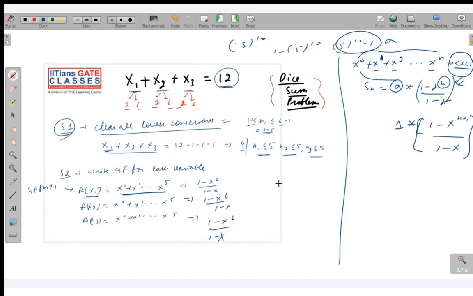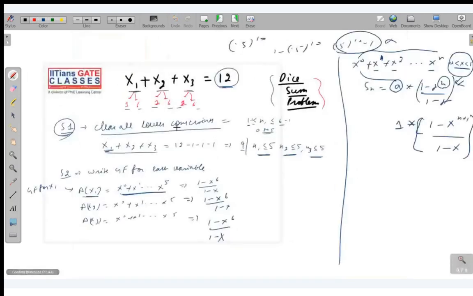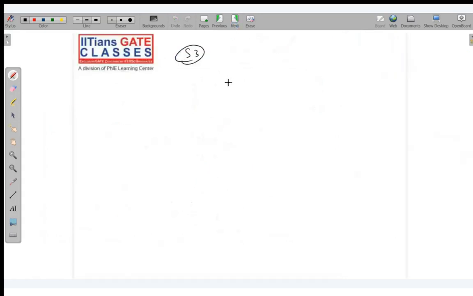Okay, done? Yes, sir. So next is step number 3. Step number 1 is to clear all lower constraints. By clearing lower constraints, the upper constraints will also get affected, because we have to subtract 1. So finally we have got it. Step number 2 is to write the generating function for each variable. The next step is the generating function for the problem.